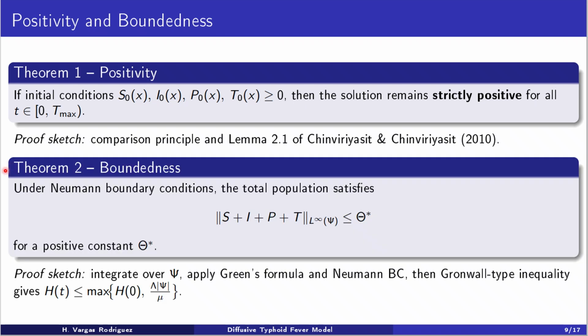Theorem 2 establishes boundedness by integrating the sum of all four equations over the spatial domain, applying Green's formula with Neumann boundary condition. We obtain an inequality for the total population. A Grönwall type argument then shows that the total population is bounded above by the maximum of the initial value and lambda over mu times the domain size. This ensures no compartment can grow without bound.